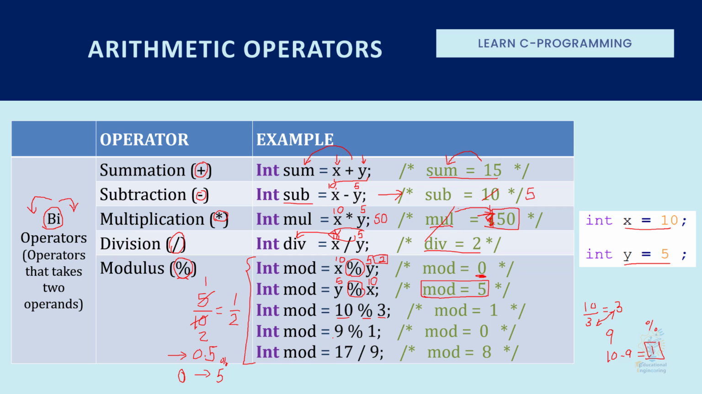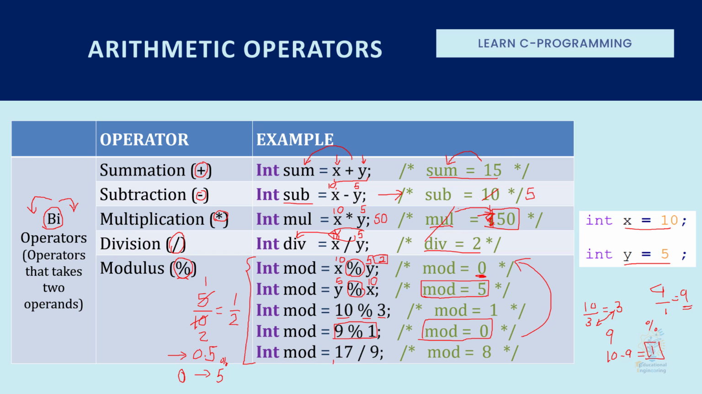Let's try this again with this. Now 9 divided by 1 equals 9. There is no fractions and no remainder, so the mod will equal 0, just like in this example at the beginning here.